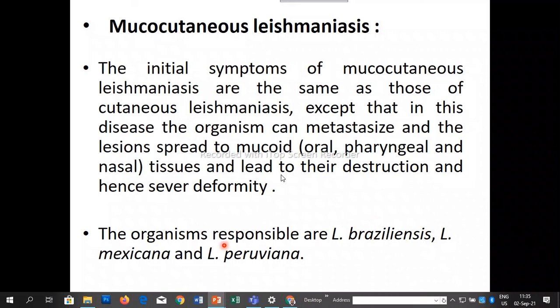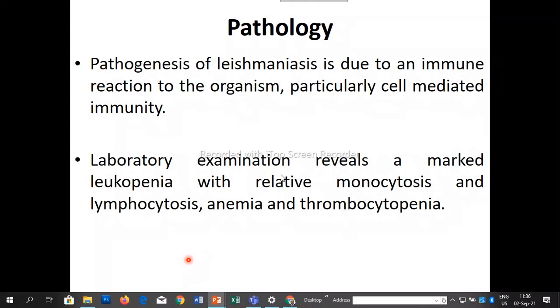This is a girl with diffuse mucocutaneous leishmaniasis of the face, which is responding to treatment, but left the deformities, or lost the beauty of your figure. Pathogenesis of leishmaniasis is due to an immune reaction to the organism, particularly cell-mediated immunity. Laboratory examination will reveal a marked leukopenia with relative monocytosis and lymphocytosis, anemia, and thrombocytopenia.